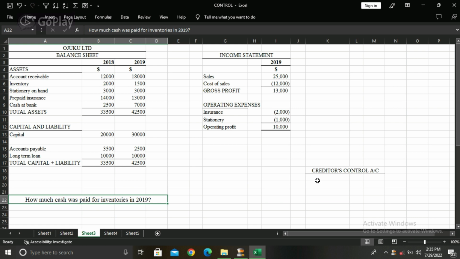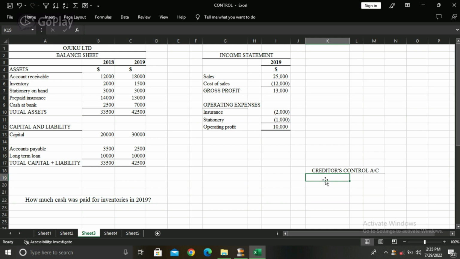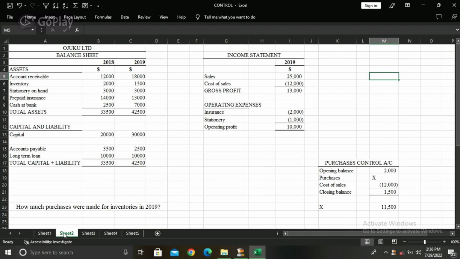So we are saying that at the start of the year, or the opening balance for the creditors control account, that is at the start here, 3,500. So we are looking at 3,500. Then during the year 2019, did we purchase something from them? The answer is yes. When we come to sheet 2, sheet 2 is asking us to calculate how much purchases were made. So we found that the inventory purchase was 11,500.